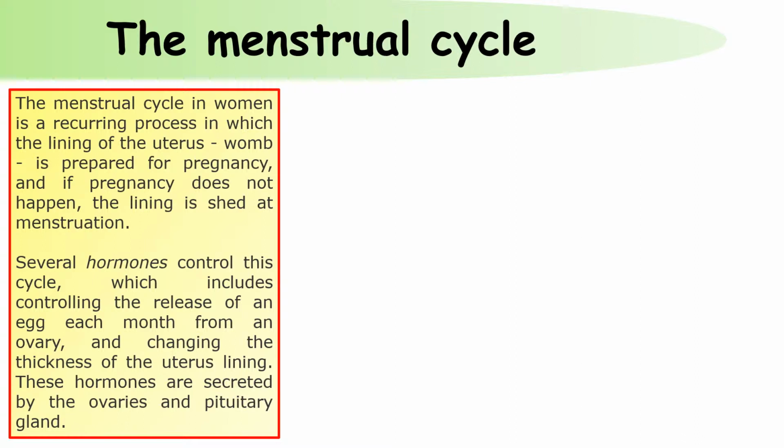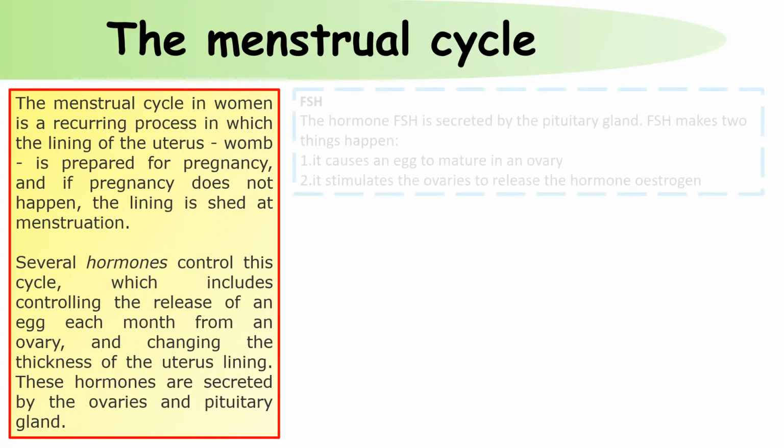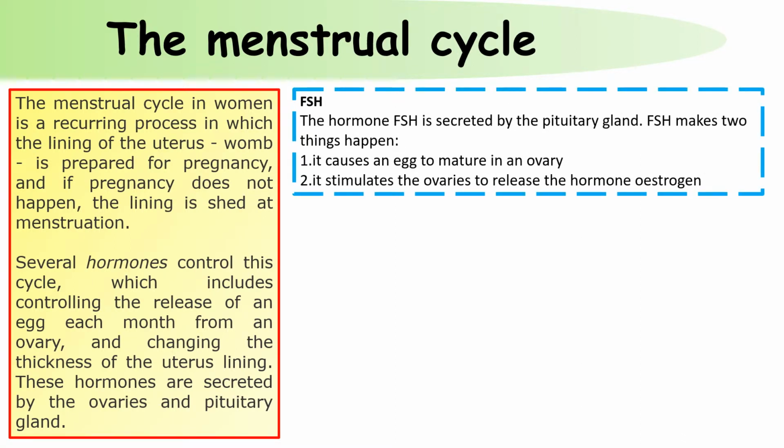Several hormones control the cycle, which include controlling the release of an egg each month from the ovary and changing the thickness of the uterus lining. These hormones are secreted by the pituitary and the ovaries. FSH is secreted by the pituitary gland. FSH makes two things happen. It causes an egg to mature in the ovary, and it stimulates the ovaries to release the hormone estrogen.